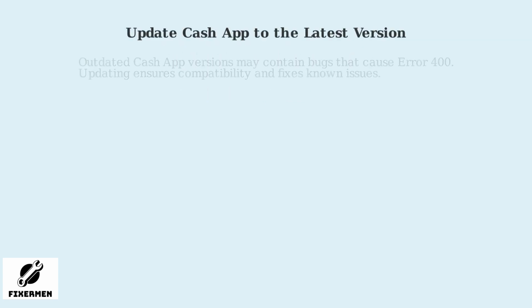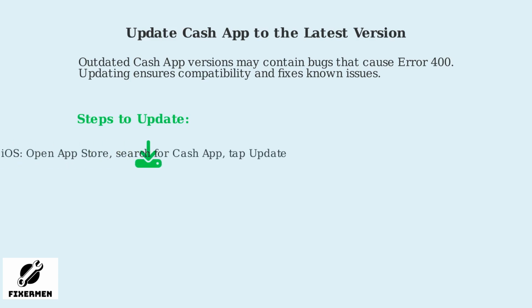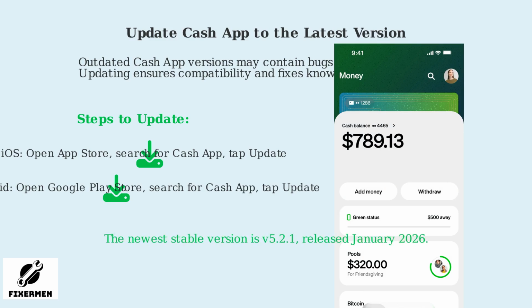Outdated Cash App versions may contain bugs that cause error 400. To fix this, update to the latest version available. For iOS users, open the App Store, search for Cash App, and tap Update. For Android users, open Google Play Store, search for Cash App, and tap Update. The newest stable version is v5.2.1, released January 2026.